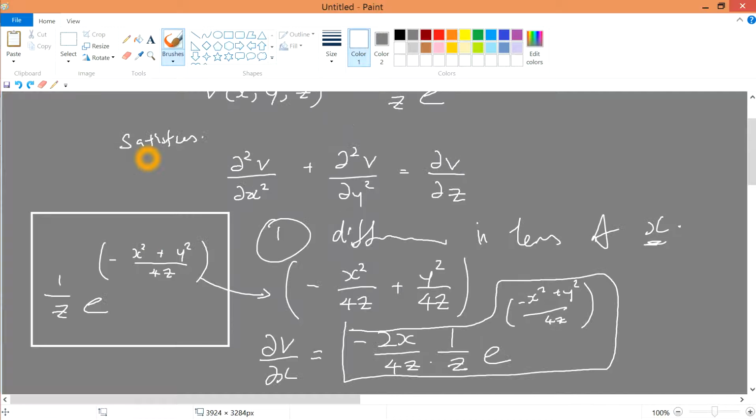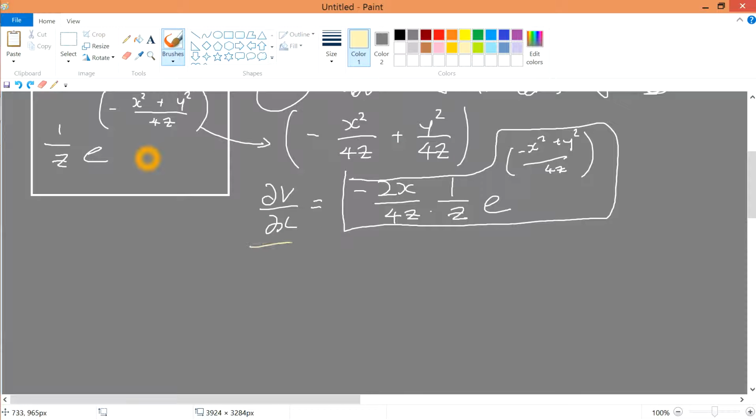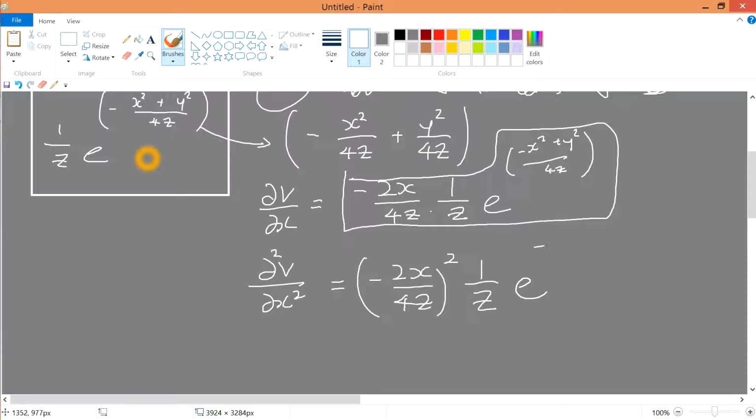this is the thing that they want you to do, right? So you're gonna differentiate 2 times. What I've differentiated is only 1 time, so I need to differentiate another time. And therefore if I were to differentiate another time, because I know that differentiating the exponential term over here yields us this term, right? And therefore I just multiplied it in. This equals minus 2x over 4z times 1 over z e to the minus (x squared plus y squared) over 4z. Yeah.